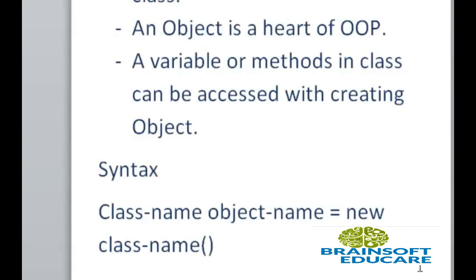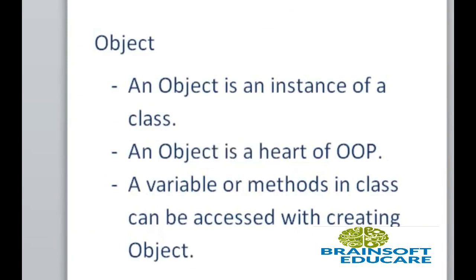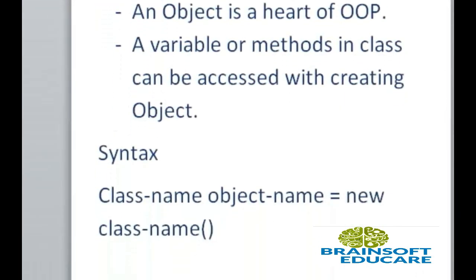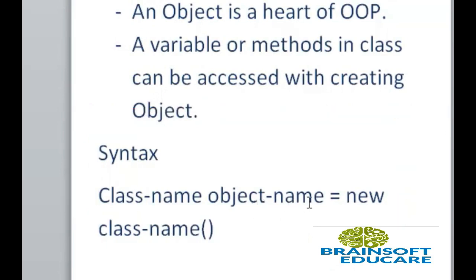Now let's take a look at the object. An object is an instance of a class. An object is the heart of an object-oriented programming language. Variables or methods in a class can be accessed by creating an object. Here is the syntax of an object. Class name, object name equals new class name. Here the new keyword is used to allocate memory to the object.